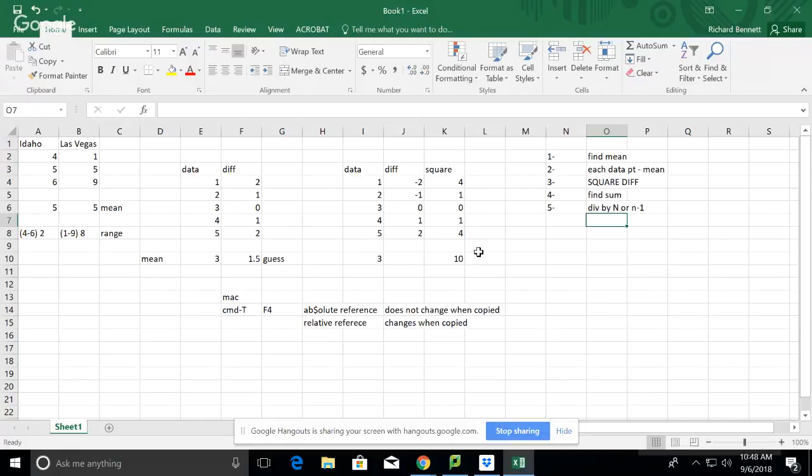Now, I did not specify in this problem. Which one is the sample or population? Which one is more likely to be the answer? Sample, okay? So typically n minus 1, I'll even highlight the n minus 1 in red or something. If you're not sure, n minus 1 is probably the better answer, okay? Now, in this problem, because we're just playing around, I'm going to do them both.